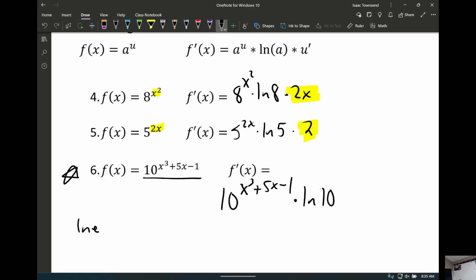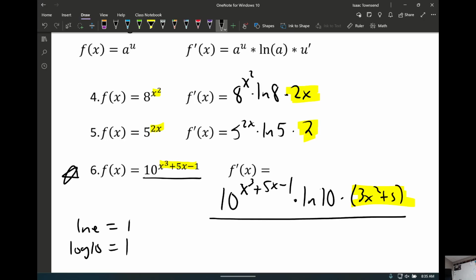Good. Be careful. Natural log of e is 1, and log base 10 of 10 is 1, but natural log of 10 is not 1. Okay, and then just worry about chain rule. Chain rule would be an extra 3x squared plus 5. All of that would be his derivative. So really messy looking derivative, but not terribly difficult.